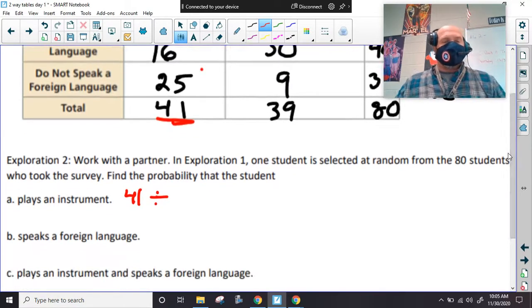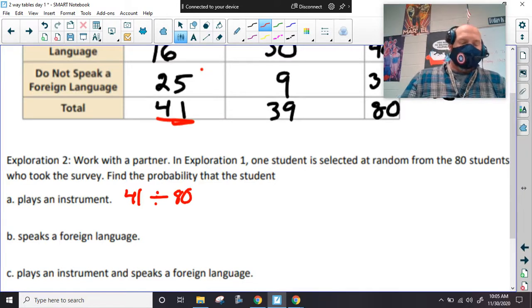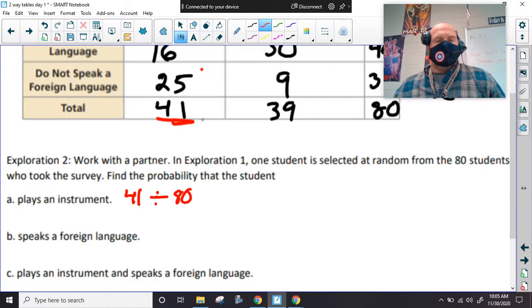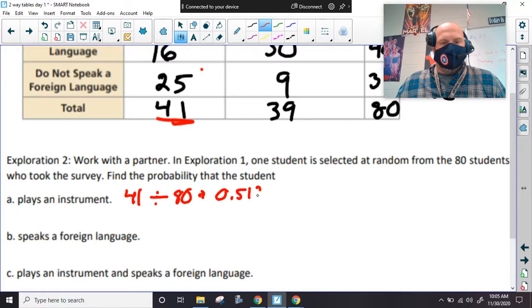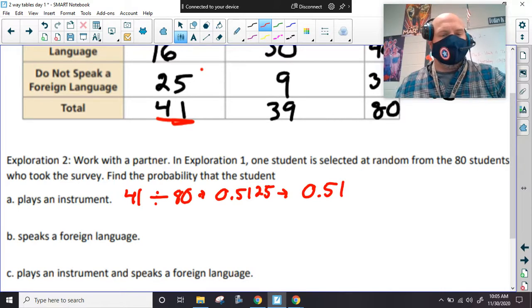So we have 41 and we're going to divide that by 80. So 41 divided by 80, and we're just going to leave these as decimals. We're not going to do a percentage. We get 0.5125, and we're going to say that this is 0.51. That could easily be a percent if we were to move the decimal place over. Hopefully we remember how to do that.